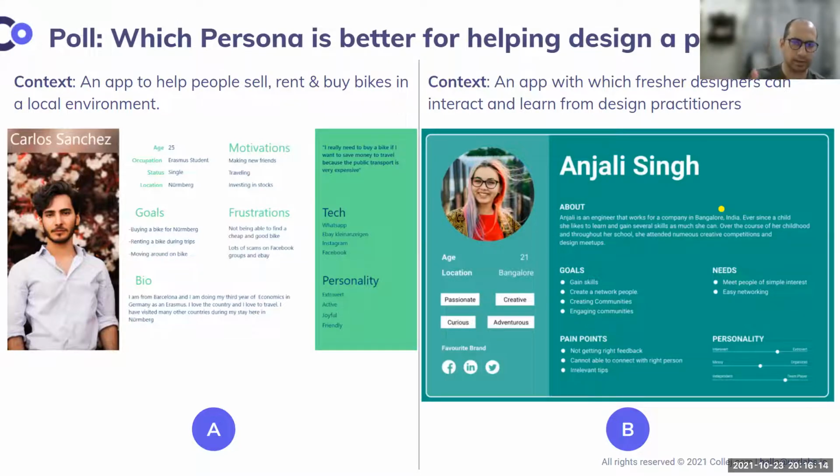So I think, sorry, it mentions that I really need to buy a bike if I want to save money to travel, because the public transport is very expensive. That clearly reflects that this person wants to save the money. Whether he has the money or not, he wants to save the money. So money is just one example, right? Do you know of other constraints that this person is operating under, right?